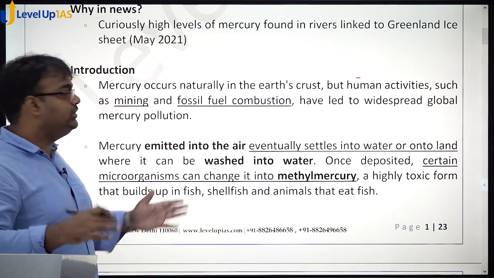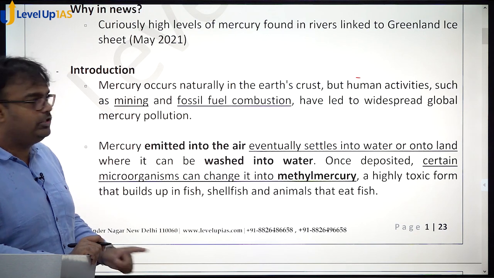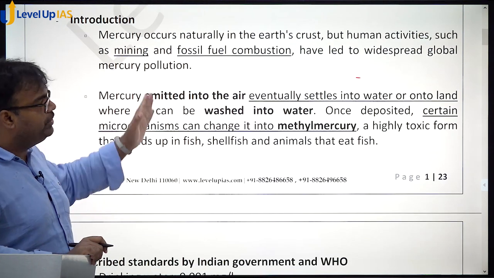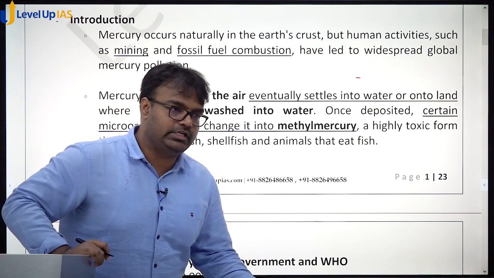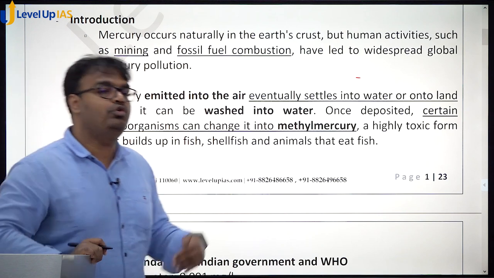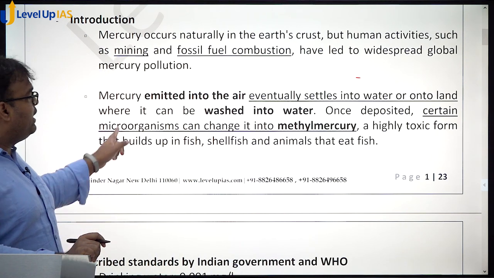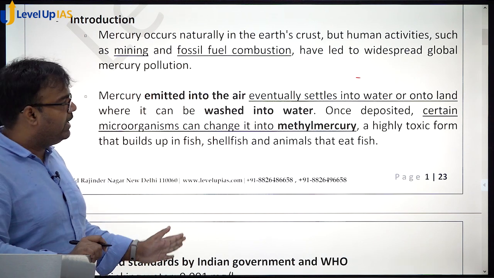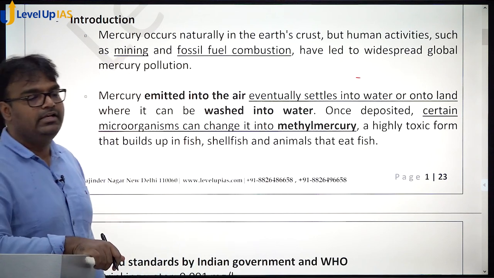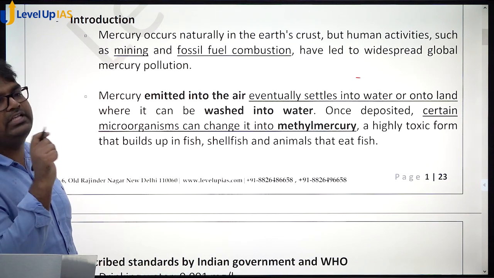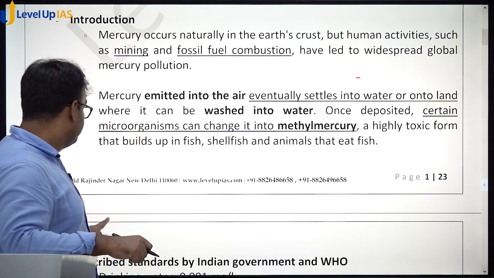So the mercury released from fossil fuel burning would remain in the air for some time, but eventually it will settle into the water or onto the land. The one settling onto the land will also eventually be washed off into the water. Now, certain microorganisms can convert this mercury into what is known as methyl mercury. And it is this methyl mercury which is highly toxic, which is a cause of concern for us.